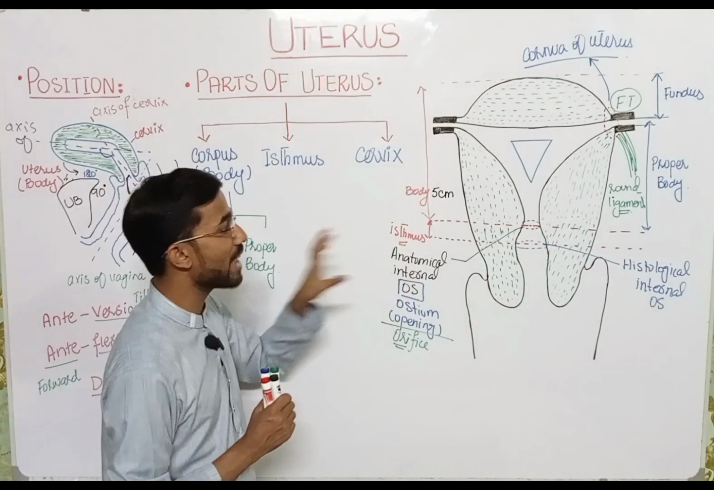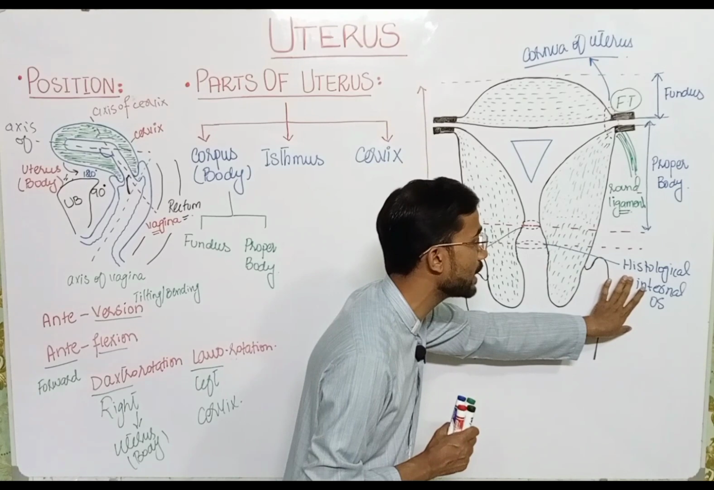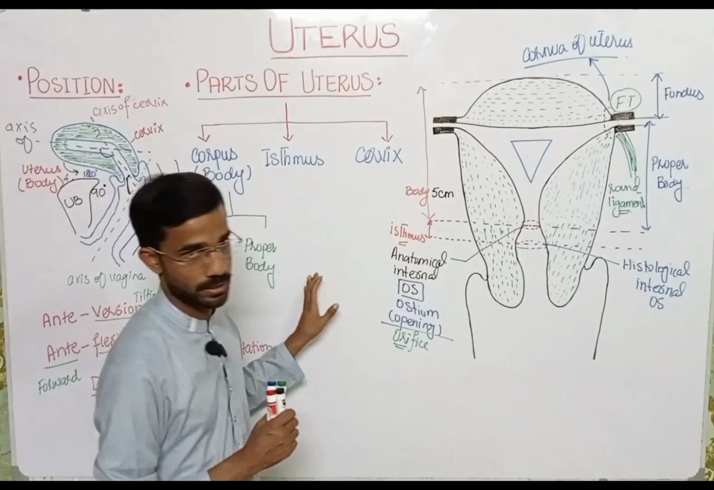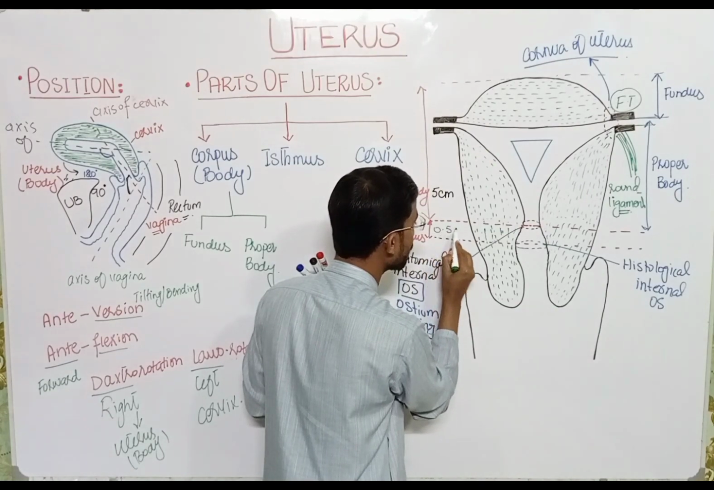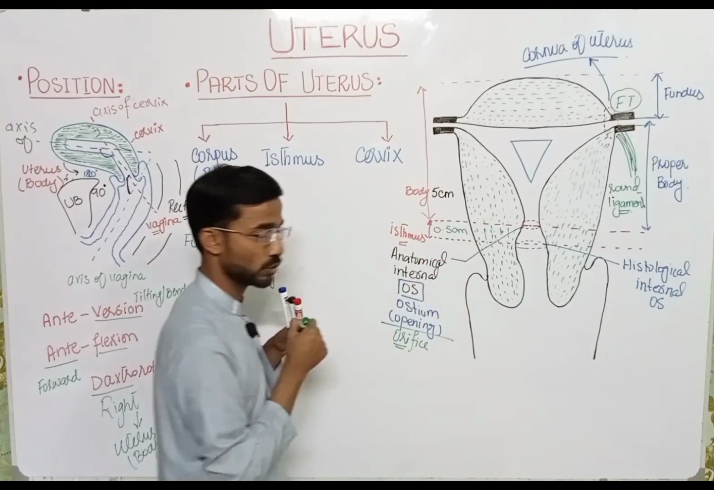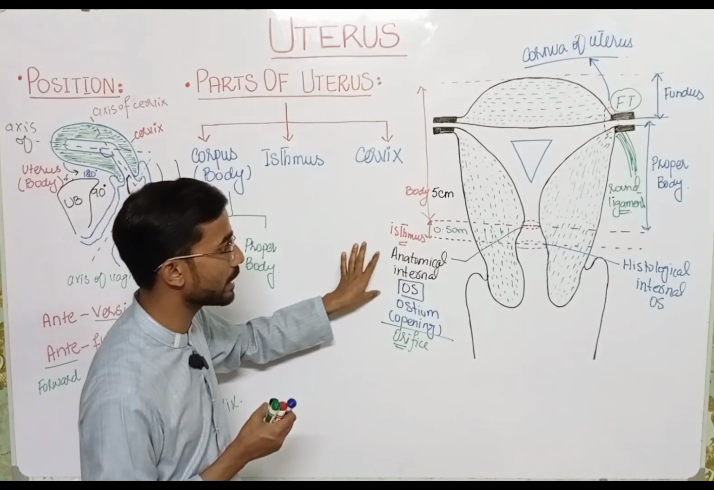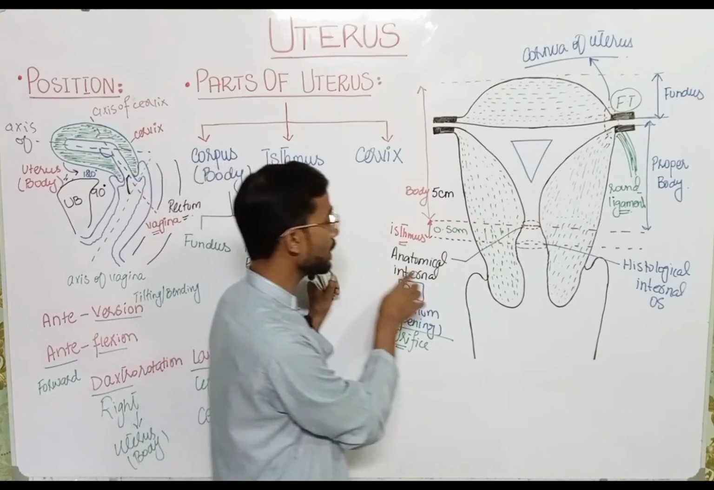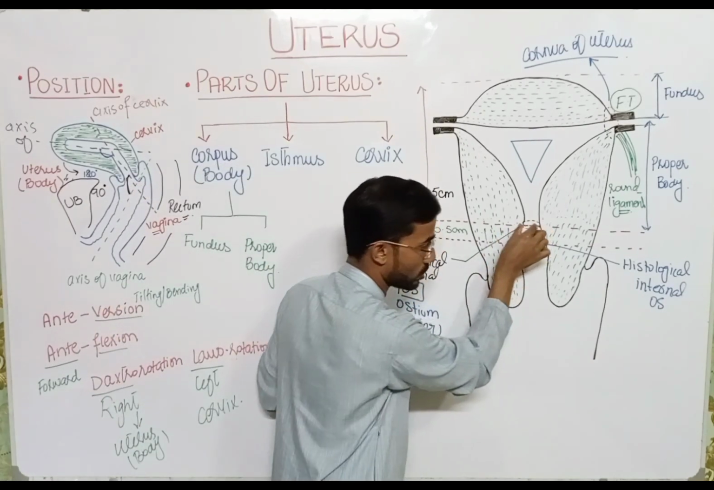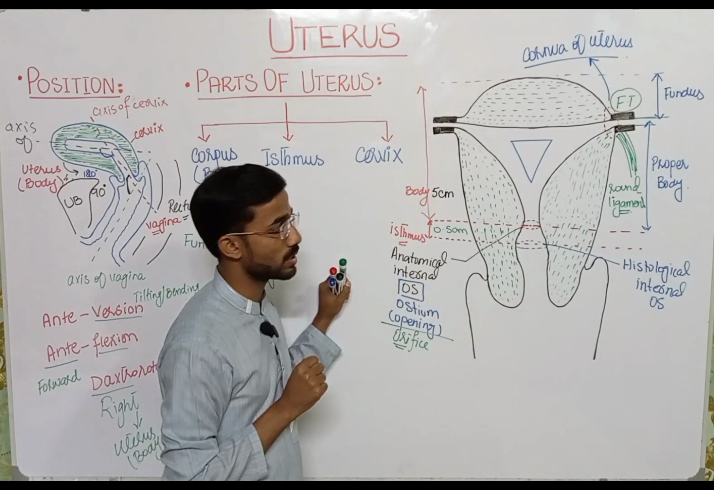So the area that is present between the anatomical internal os and the histological internal os is actually called the isthmus, and it is 0.5 centimeter in length. So this is the case. Then what is different actually between the anatomical internal os and the histological internal os? Anatomical is actually the real constriction, the starting of the constriction of the uterus. So this is the case.